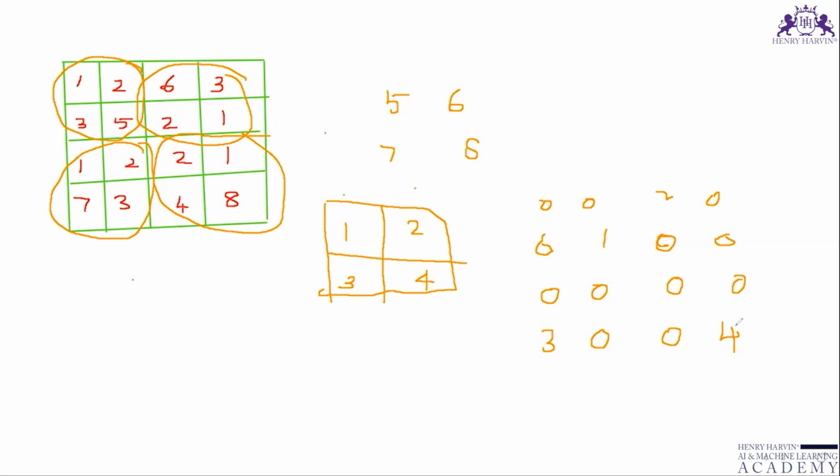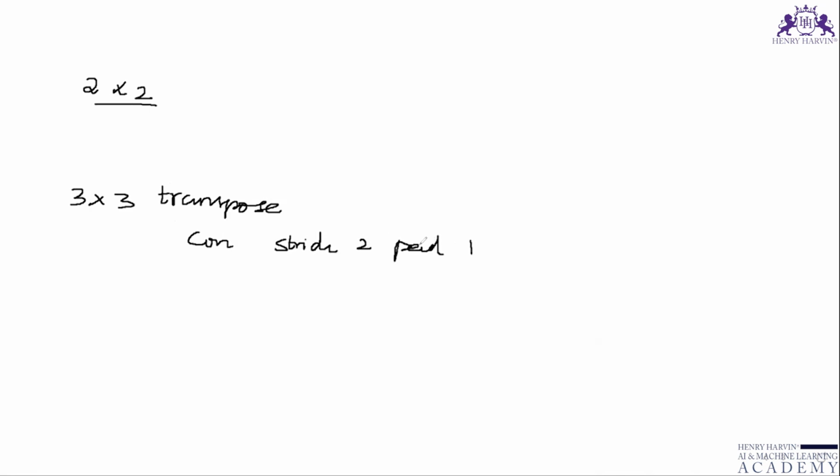Transpose convolutions are by far the most popular approach. They are used to develop a learned upsampling. What they do is take a 2 cross 2 input, and they use a 3x3 transpose convolution with a stride 2 and pad 1.